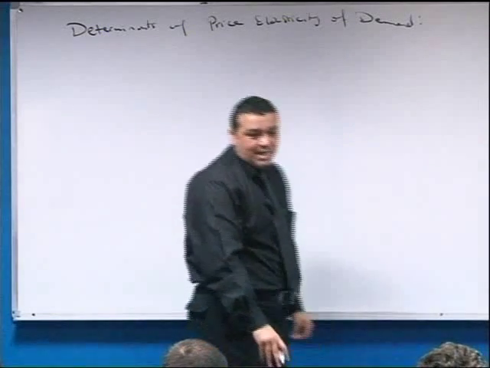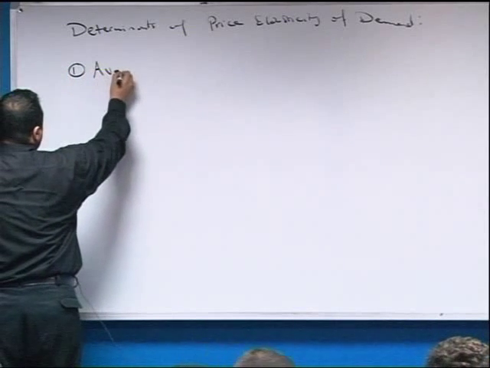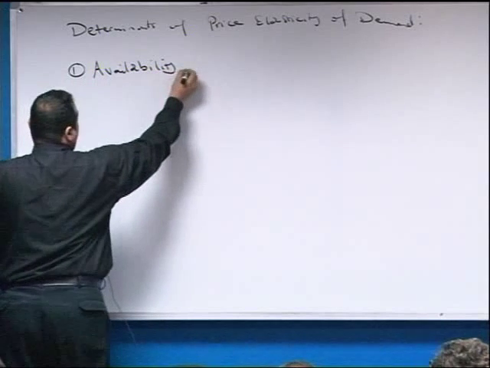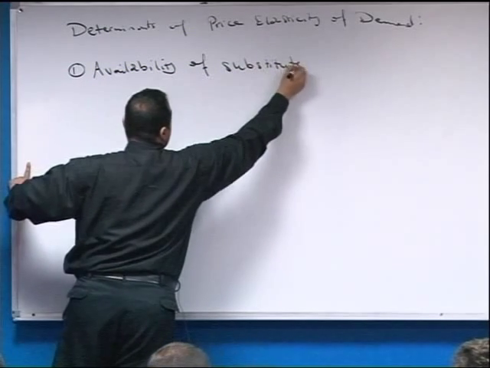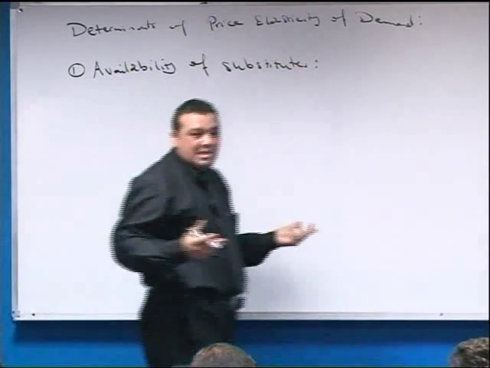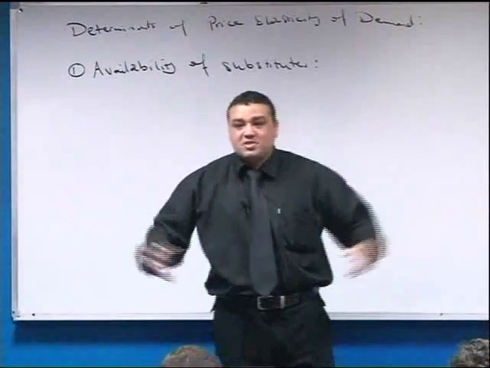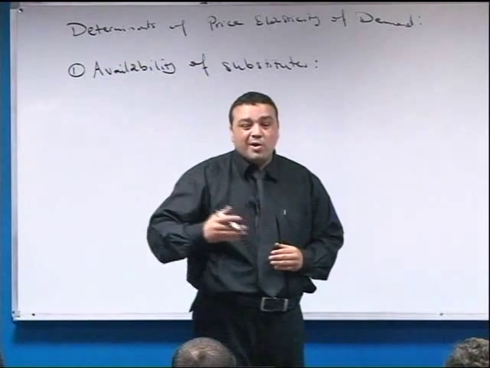The availability of substitutes. Number one, the availability of substitutes means how many alternatives there are for the product. If the product has many alternatives or many substitutes, in this case the demand would be more elastic.